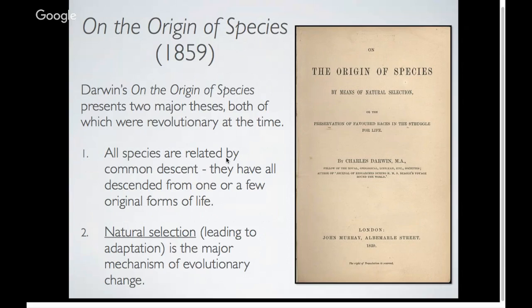Today, we understand that every living thing on the planet probably descends from a single common ancestor, which sounds crazy if you think about it, because this includes us, it includes plants, it includes mushrooms, it includes bacteria, for example. But the fact that we share certain characteristics like DNA or RNA indicates that at some point, if you go back far enough in the evolutionary past, those are characteristics that we inherited from a distant common ancestor and that we therefore all have. So all species are related by common descent. They've not all been specially created separately. And the second major thesis is that natural selection, leading to what Darwin and what we call adaptation, is the major mechanism of evolutionary change.